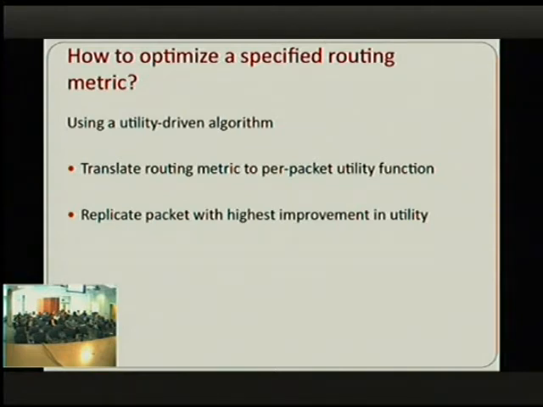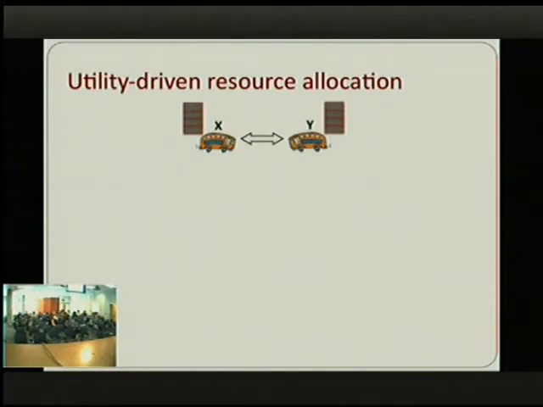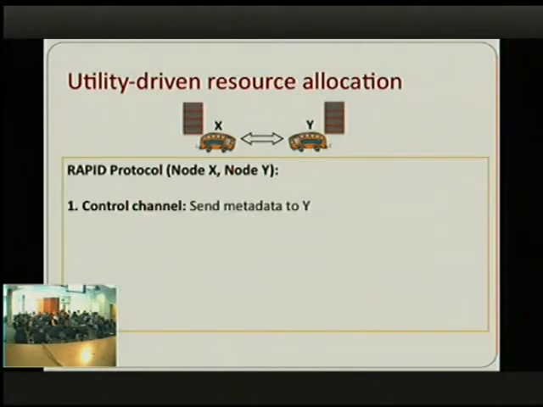Before I go into details of how you would estimate or even define these utilities, let me go through how RAPID works very quickly. So you have two nodes X and Y. They are within communication range. The first step is the control channel step, where X would send metadata to Y. I'm actually going to ignore this for a moment, and I'll talk about it a little bit later. The next step is direct delivery, where X would deliver packets that are destined to Y.